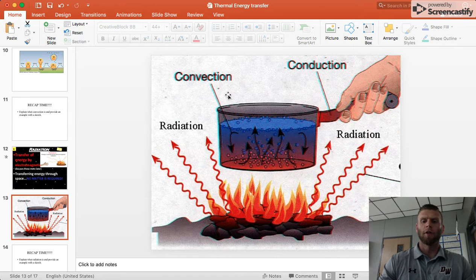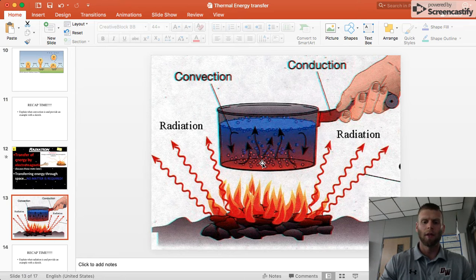Here's a picture with all of our beautiful thermal energy transfers happening in one. We love it. 3 in 1. All right. So we have radiation coming from fire down here, right? It's traveling through space, right? Then we have convection happening with the warm rising and the cool falling. Warm rising, cool falling, right?